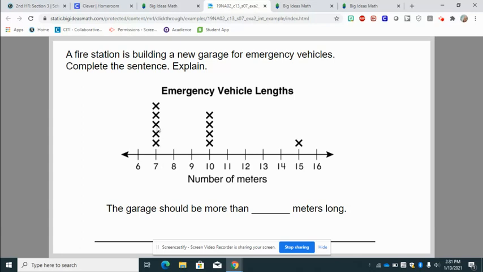So there were 5 vehicles that were 7 meters long. 4 vehicles were 10 meters long, and 1 vehicle was 15 meters long. So, which one of these would be the largest vehicle or the longest vehicle? 7, 10, or 15 meters. 15 meters would be the longest, so the garage should be more than 15 meters long. Okay? So the garage needs to fit the longest vehicle, which is 15 meters.